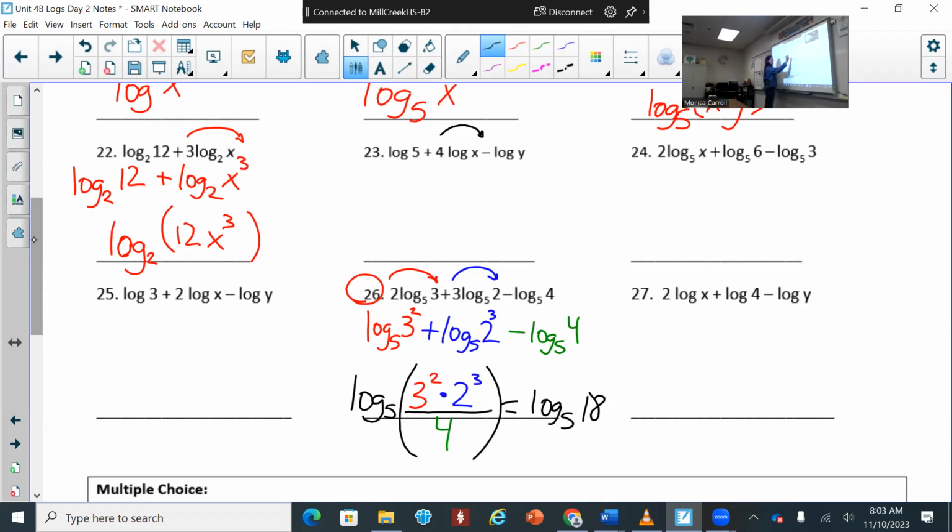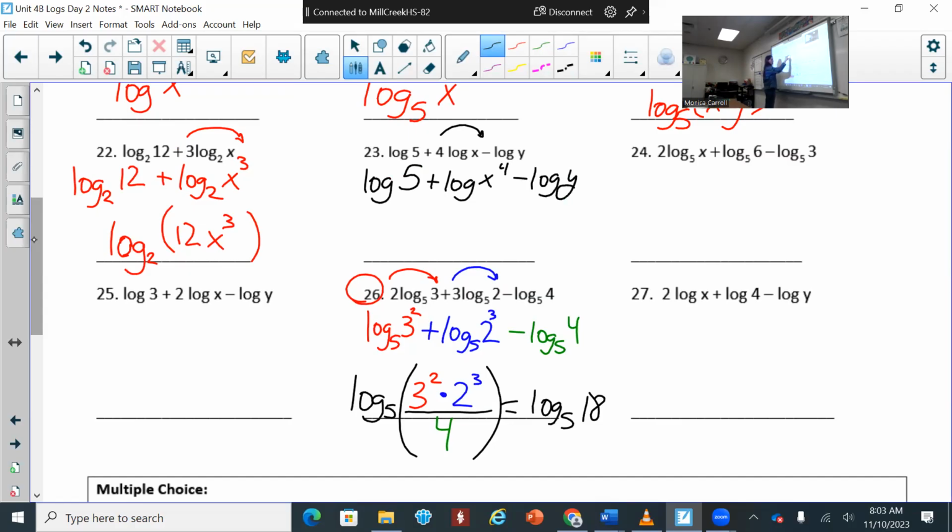This one is a common log. It doesn't show the base. Just remember, when they do show the bases, we are not putting the exponents on those. We're putting the exponents on the of parts of each log. So this 4 goes on the x. 5 log of x to the 4, log of y.